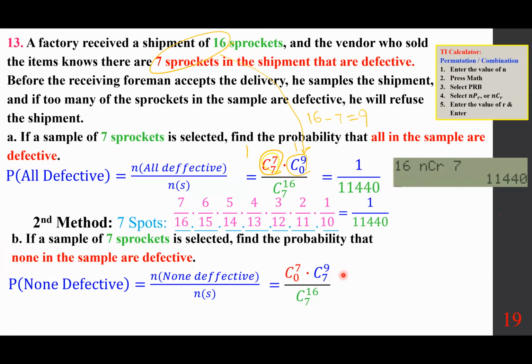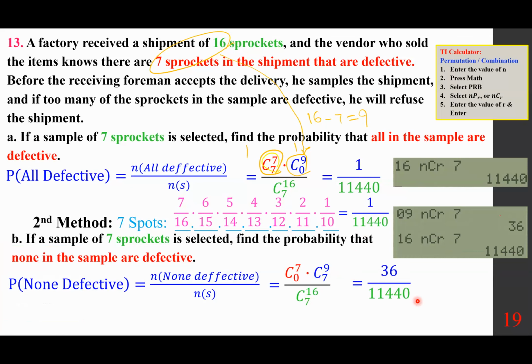And so C9, 7, you throw it into a calculator. This one, you already have it, is 1. By the way, C7, 7, C7, 0 makes no difference. This one, you have to calculate. So when you calculate that, from the 9, you choose 7, you get 36. So 36 over this number, and you simplify to 9 over 2860.